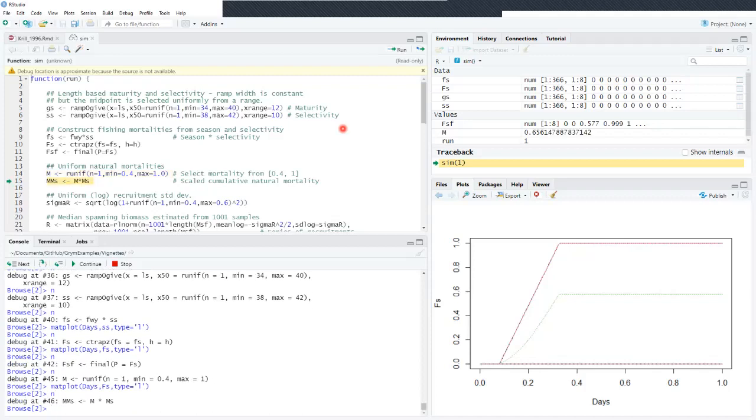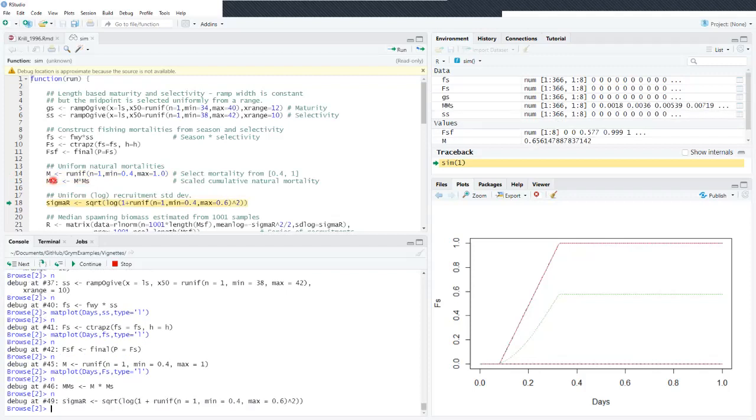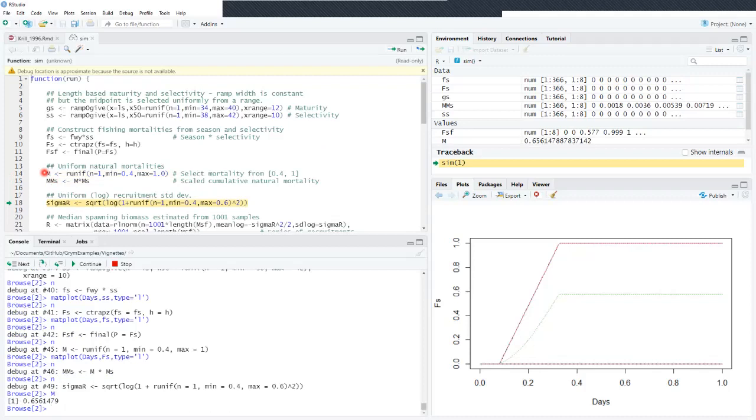Next, we pick a natural mortality. So if you look at M, 0.656 something or other, we've just randomly selected a mortality from 0.4 to 1. Again, I've taken these numbers from the original paper, and then we scale that cumulative natural mortality by this M. This thing is the recruitment variability, and again, just some numbers taken from a paper.